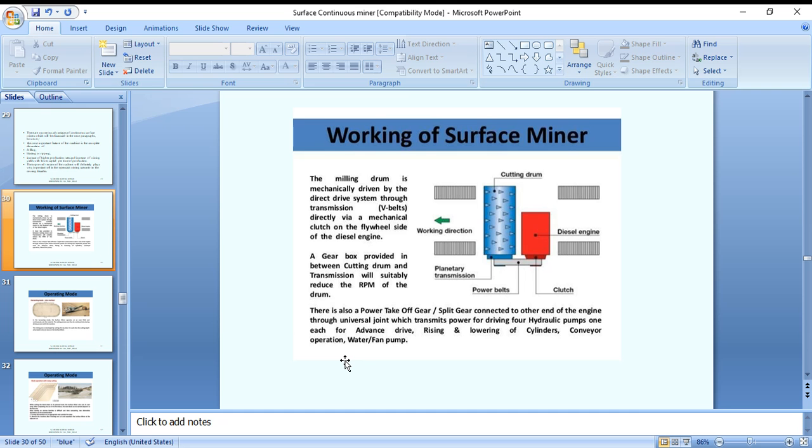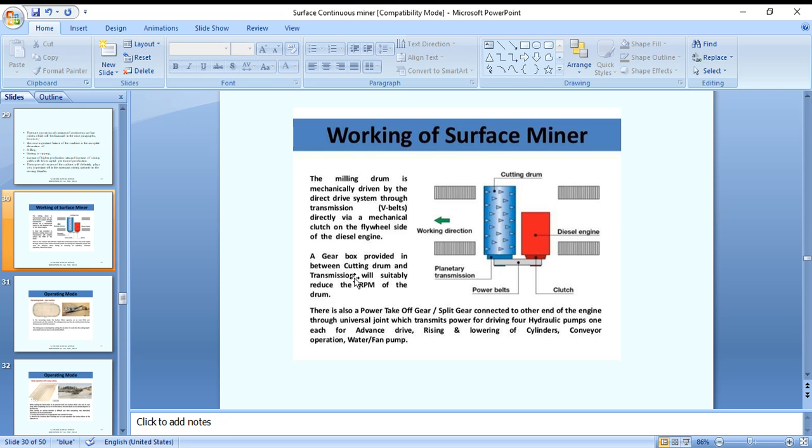The milling drum, that is the crushing drum, sometimes called the cutting drum, is mechanically driven by a direct drive system. It's a mechanical direct drive, not depending on the force type. Individually, they have a driving mechanism through the transmission, the V belt directly via a mechanical clutch on the flywheel side of the diesel engine.